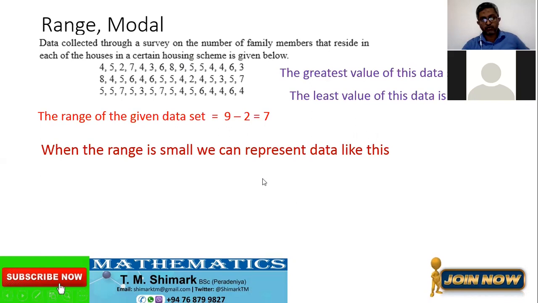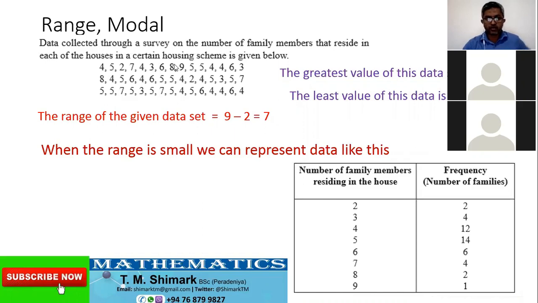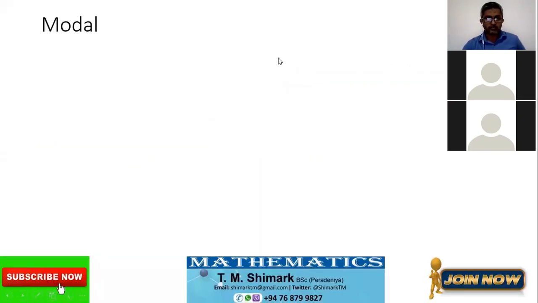When the range is small, we can represent data like this, in a simple way. You can see 2 people living, 2 families are there, 3 people living, 4 families are there. The range is also not much; houses with 10, 15 or 20 people are very few. But when the range becomes larger, we will not be able to fit the data into this kind of representation, so we will see how it goes in that case.